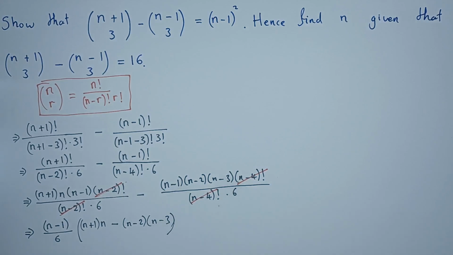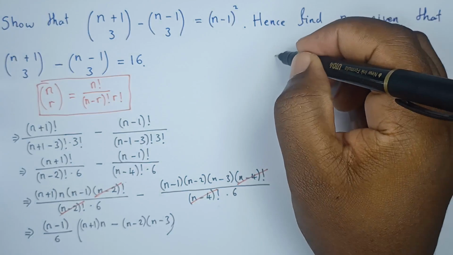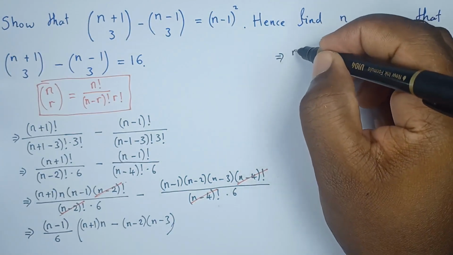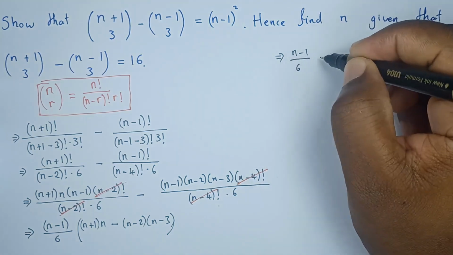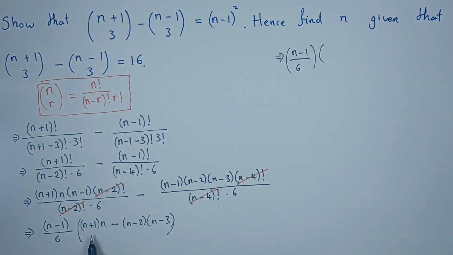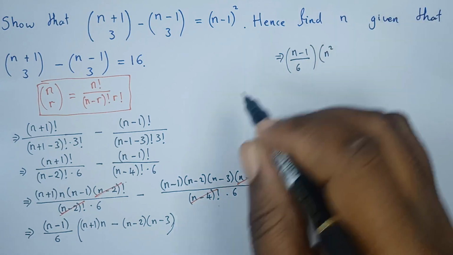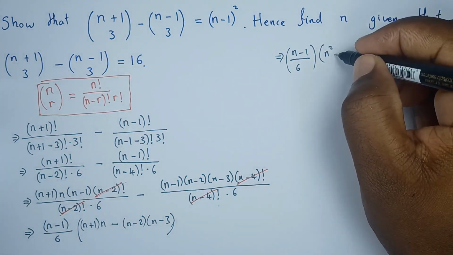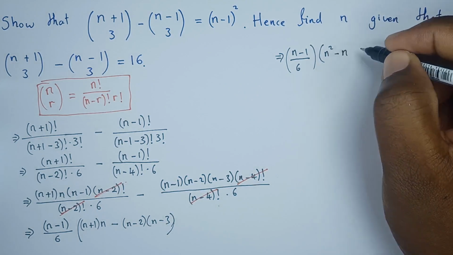To proceed from here, we just need to apply some expansions. So this implies that we have (n minus 1) over 6. Let's put them in brackets. This one here, let's expand now. n times n gives us n squared. 1 times n gives us n, like that.